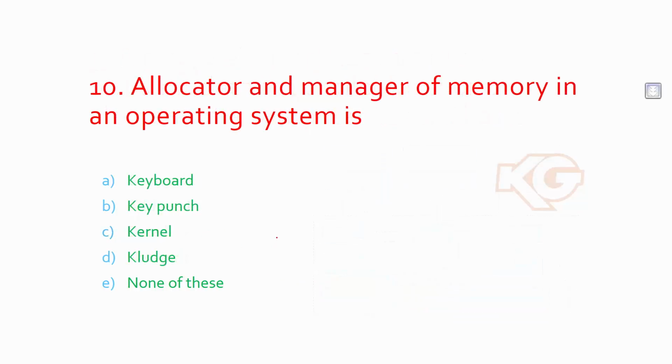Allocator and manager of memory in an operating system is done by whom? Keyboard, it's simply used to punch in the keys. Key punch is also not a match, so it's always the kernel. It is the heart of the operating system.